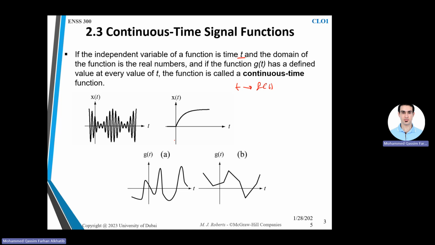And here are several examples. So that's a typical modulation signal. That's a logarithmic function, if I recall well. That's a random signal, etc. All of them are cases of continuous time signals.